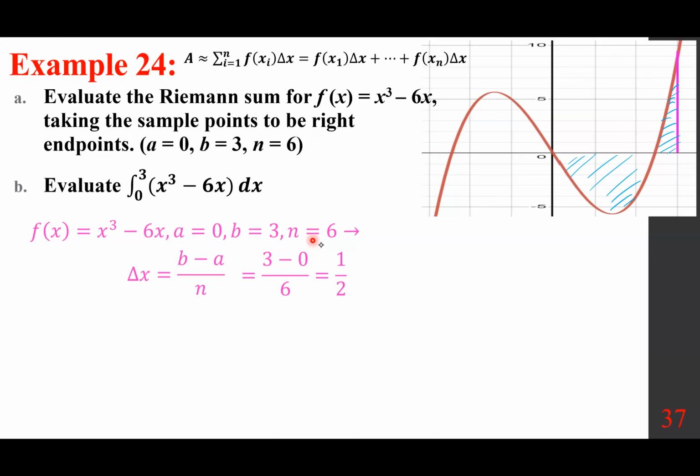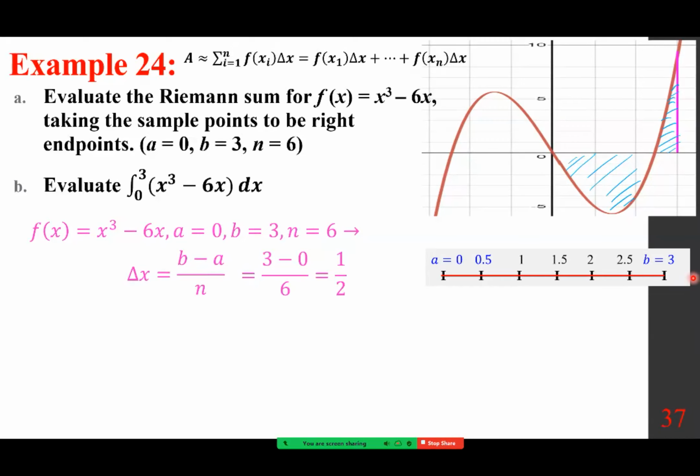But for now, what I want to do is show you the easy way out. As I mentioned, I'm going to put a line segment that goes from 0 to 3, and I'm going to expand it so it becomes easy to work with. This is much larger than that for the sake of illustration. So this is 0 or a, this is 3 or b. And I'm going to cut it into 1, 2, 3, 4, 5, 6, n equals 6 pieces. So when I divide, I get 0.5 or 1/2. So 0.5, 1, 1.5, 2, 2.5, and 3.